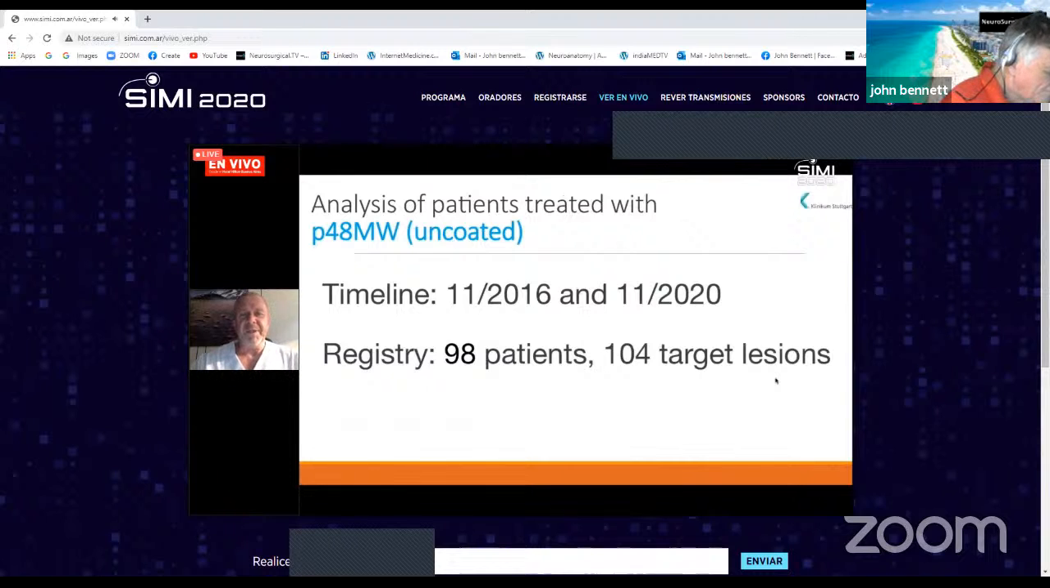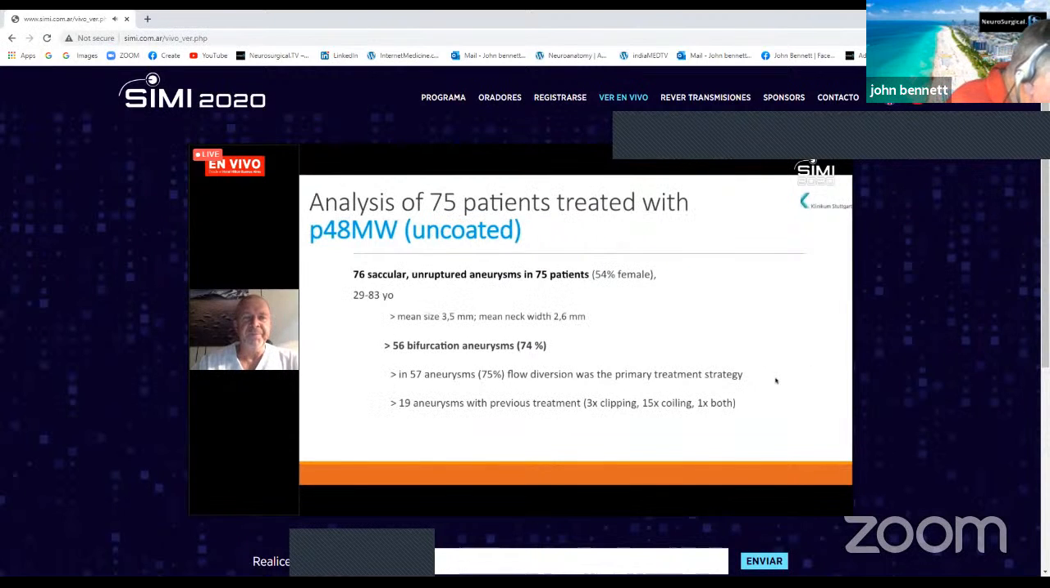We started with our experience in November 2016, and we have done cases until recently, and of course, we did the evaluation of follow-up examinations until recently. The registry has 98 patients with 104 target lesions treated with the uncoated version. These were 76 saccular aneurysms in 75 patients. The others had been taken out because they were fusiform aneurysms or dissections or anything else, at least not saccular aneurysms.